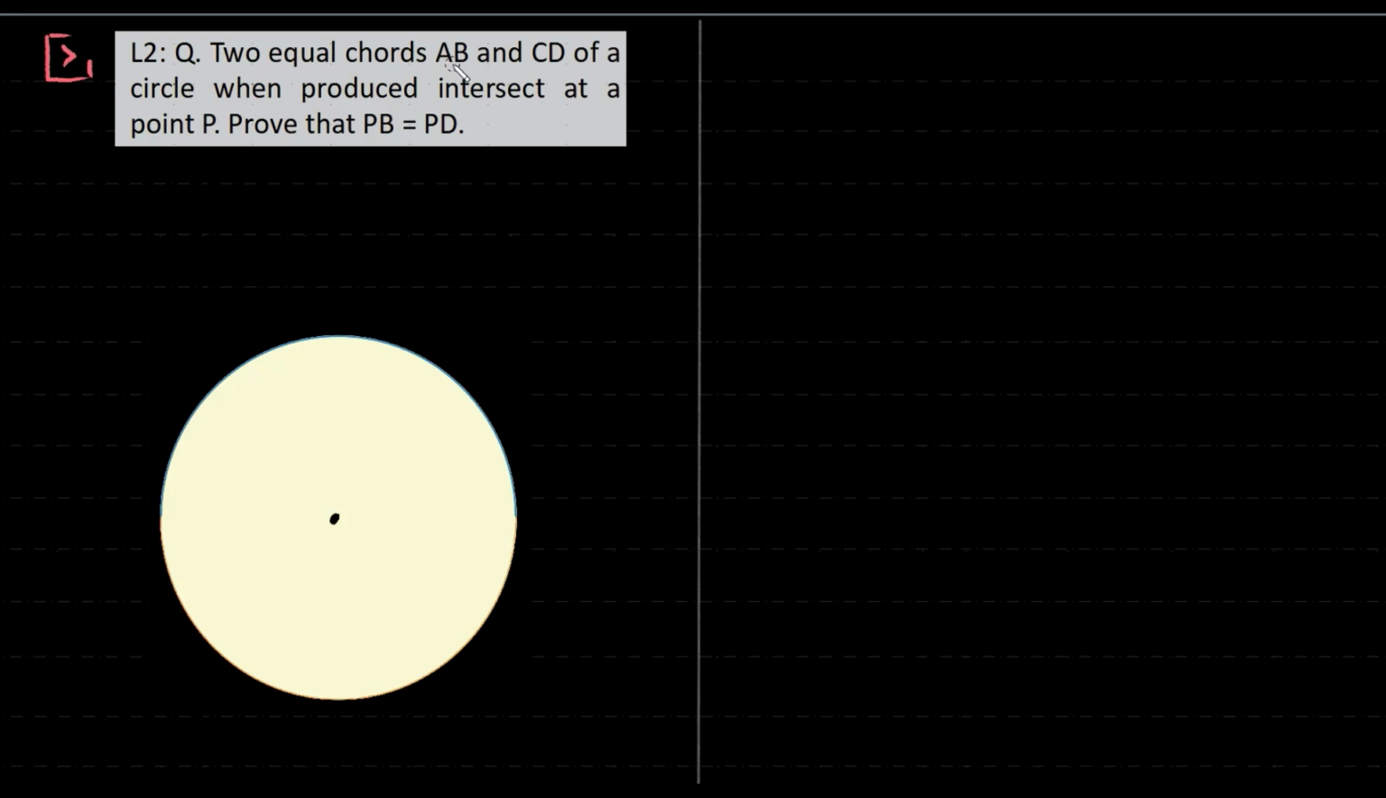Two equal chords AB and CD of a circle, when produced, intersect at the point P. Prove that PB is equal to PD. Okay, so we have two equal chords.